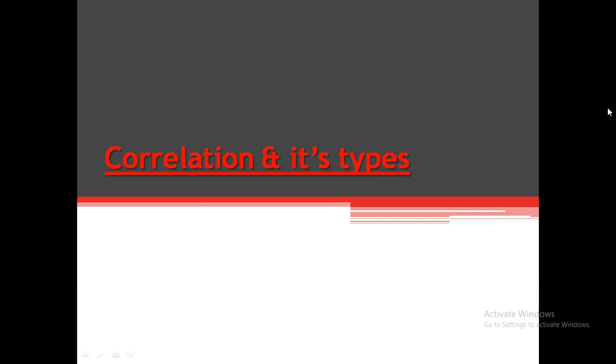So today we will be seeing correlation and types of correlation. We have already seen what regression and correlation are, and what the difference between them is. The link will be in the description for that video. So today we will be seeing in detail what correlation is and what the different types of correlation are. So let us start the video.